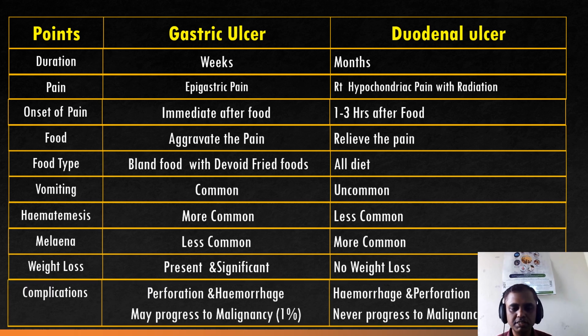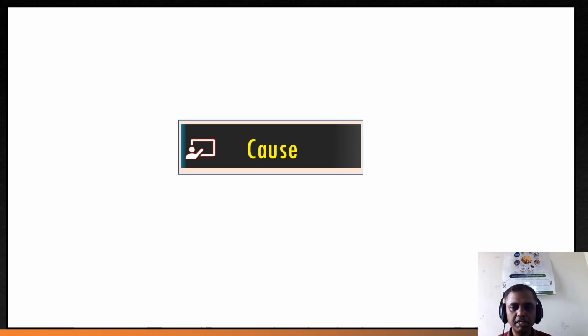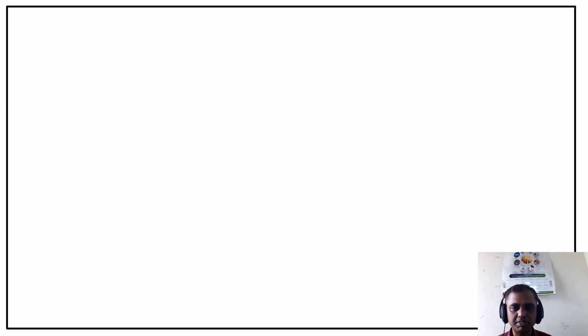Complications are perforation and hemorrhage, and a very important point is that a gastric ulcer patient may progress to malignancy, whereas in duodenal ulcer, hemorrhage and perforation are the complications, and a duodenal ulcer never progresses to malignancy. So that is the end of the differences between gastric ulcer and duodenal ulcer, very important for the diagnosis of patients. So let us go to the causes of peptic ulcer.